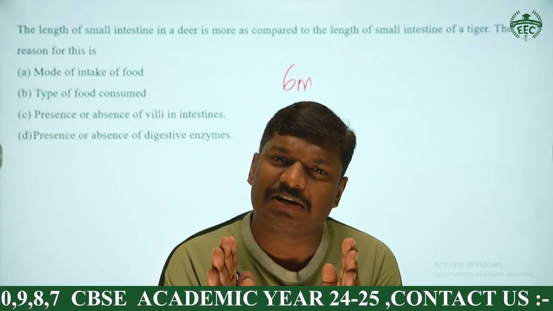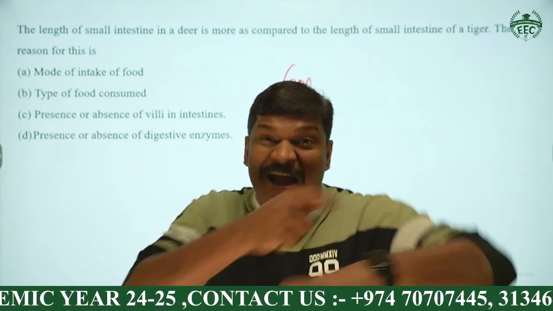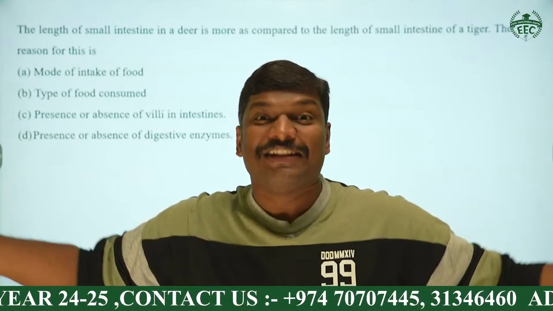Easy to digest, right? So their small intestine is shorter. The tiger has a short small intestine, while the zebra has a long small intestine. The reason is the type of food they are consuming.